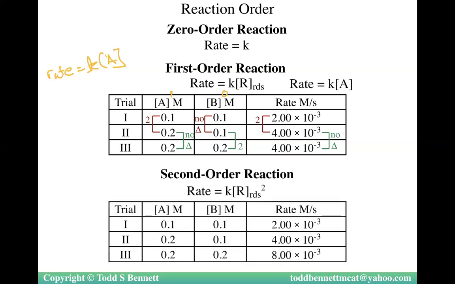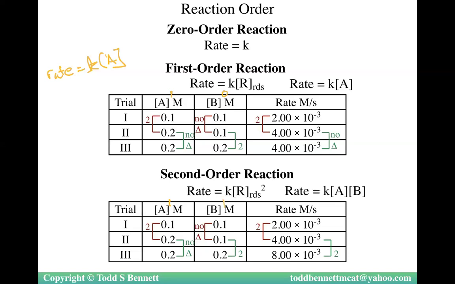Second order. Same thing, let's do this comparison. So this one again, just like before, doubled, no change, doubled, so it depends on the first power. So again, that's to a first. This time, A stays the same, B doubles, but now the rate actually doubles. So that means it depends on B to the first.